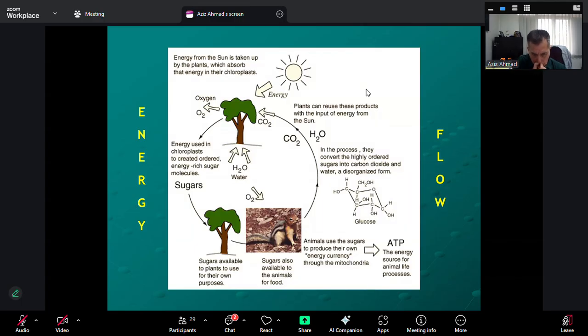Okay, so this is the overall picture of the energy cycle in the world. Energy from light is taken by the plant, which produces sugar, a carbohydrate, consumed by the animal. Then there is some waste, which is consumed by the plant, and during this process they produce the ATP.